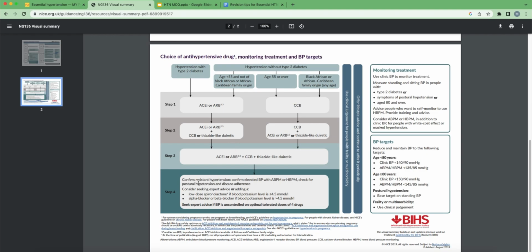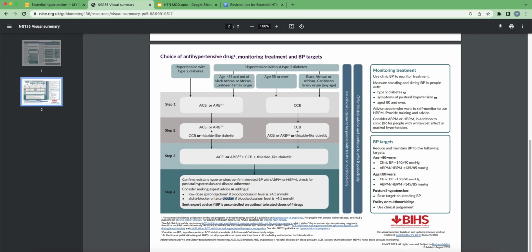The last line will be basically to consider adding a low dose spironolactone, but obviously you have to be mindful of the potassium. If the potassium level is less than 4.5 millimole per liter, then a low dose spironolactone might be appropriate. If their potassium level is above 4.5 millimole per liter, then an alpha blocker might be more appropriate, or a beta blocker.